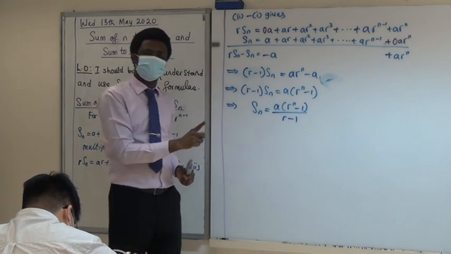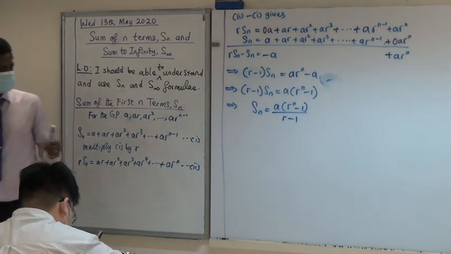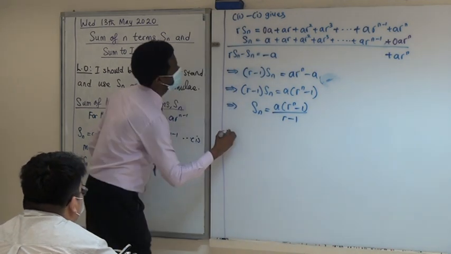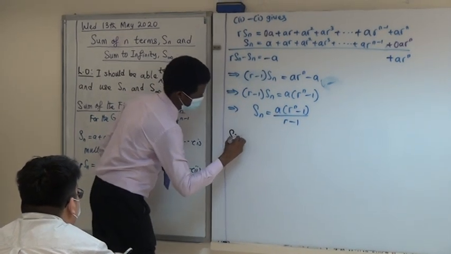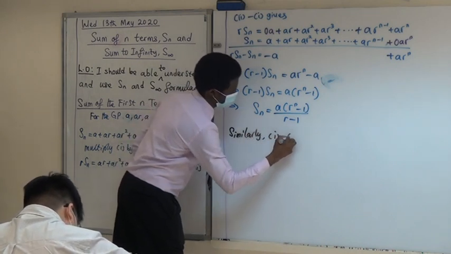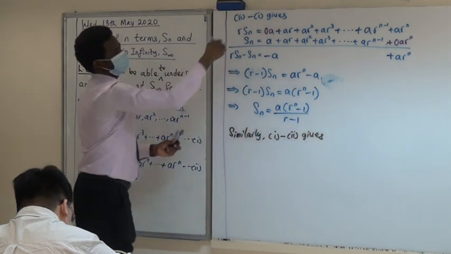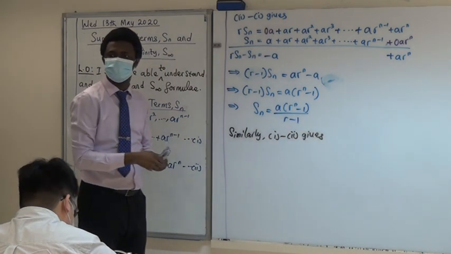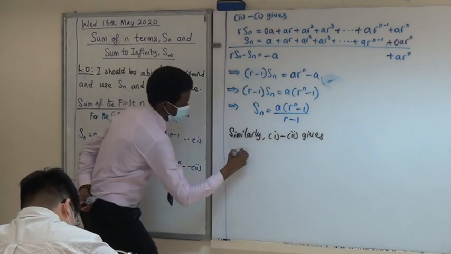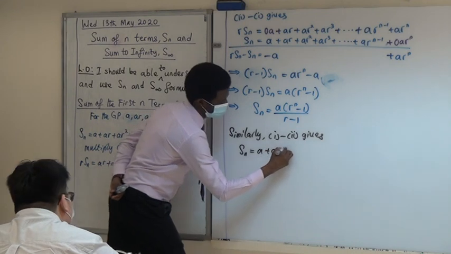Why do we have different ones? We'll see. So let's do the second first. Let's do this together. Similarly, if we do equation 1 minus equation 2, this is what it gives us. So we're just going to change what we have written above. Let's do that together quickly. What do I have first? Sn equals, yes, A plus AR, plus AR squared.